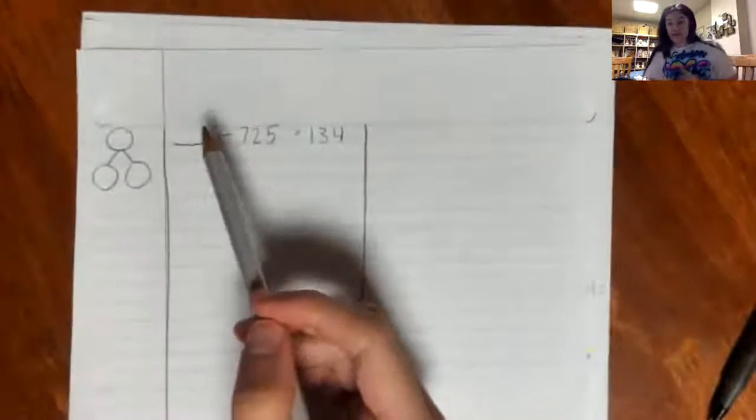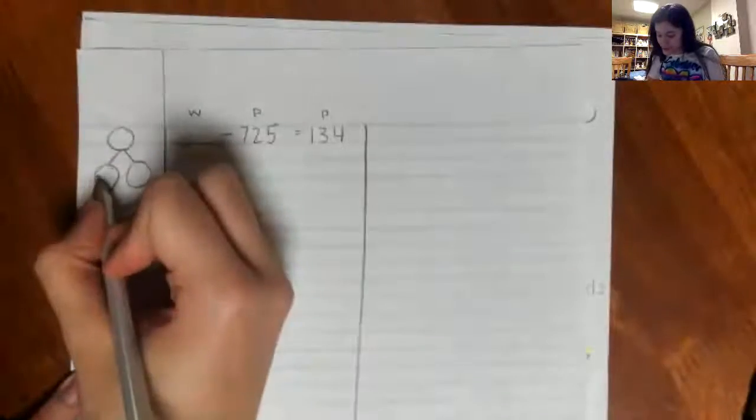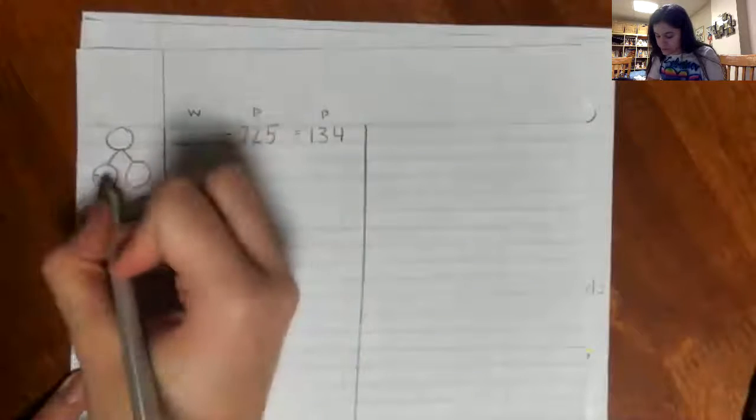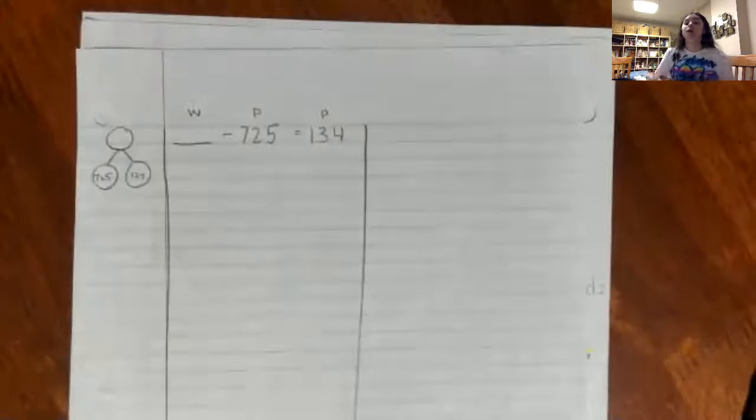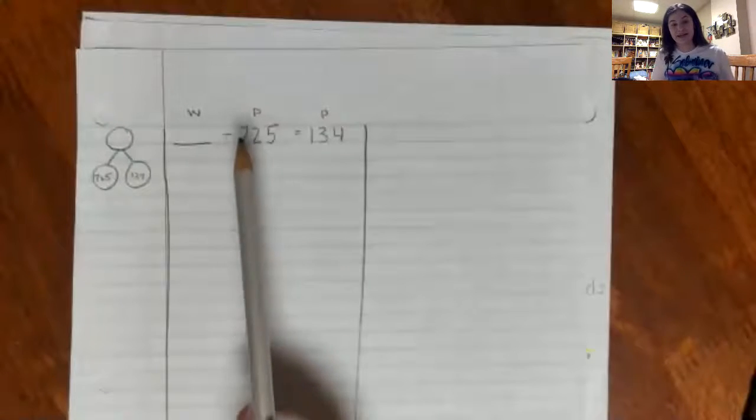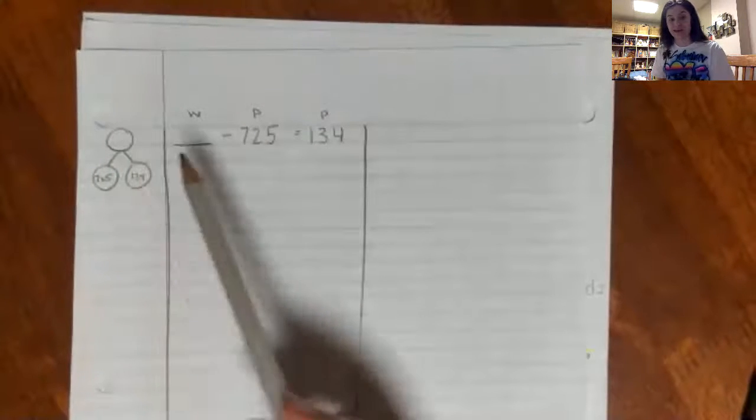Now when I subtract, the first number is always the biggest, okay? That makes it my whole. So in this problem, I'm actually missing the whole number, okay? I have the two parts. I have 725 and I have 134, all right? And we know when we're missing a whole, we're trying to find the bigger number. We're not taking away anymore. Even though it does say take away, we're trying to find a whole. So you need to combine those two parts, okay, to find that whole.